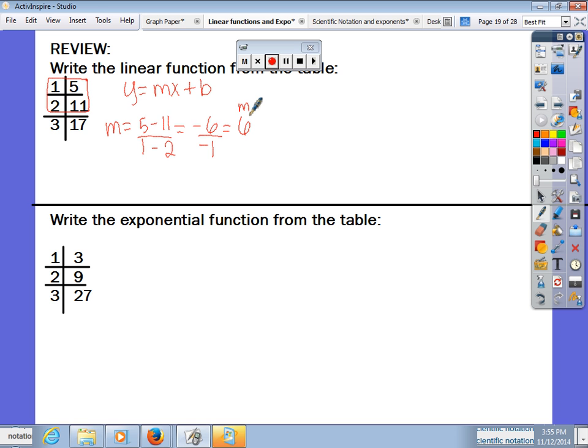So that's my m. All right, now to figure out where my y and my x are, all I do is just pick a point. So I'm going to pick the point 1, 5.